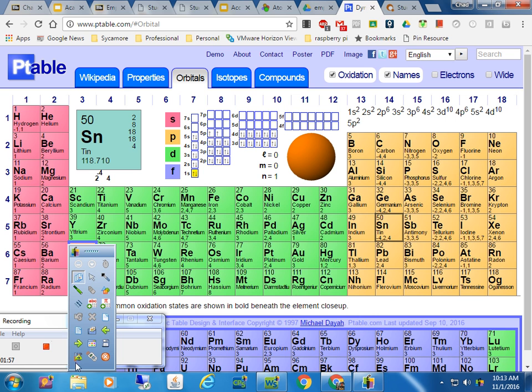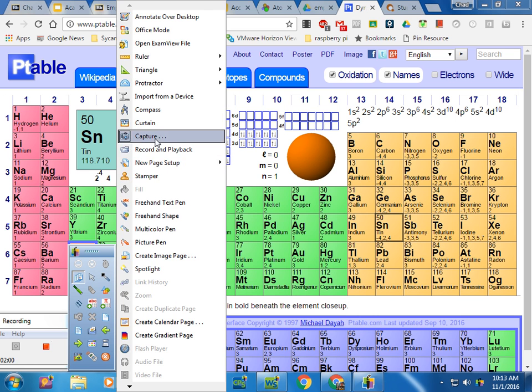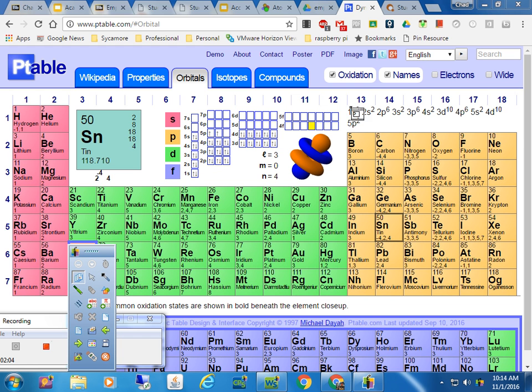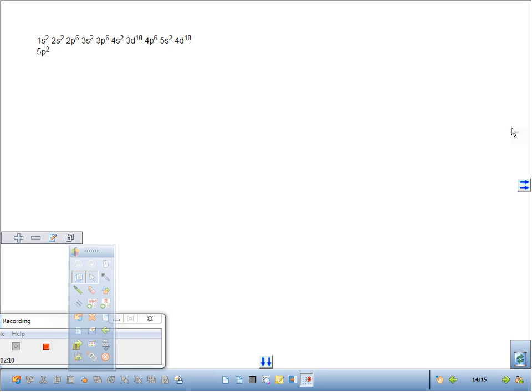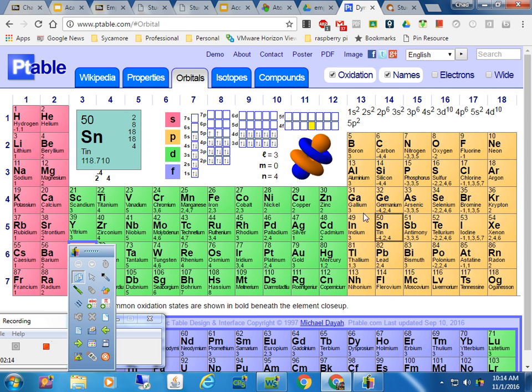I'm going to capture this, and here it is for tin. For the shorthand notation, we always start at whatever element we're at, and we just go down in atomic numbers, and we stop at the first noble gas. The first noble gas previous to tin would be krypton. If we're doing krypton, notice we would have 36 electrons.